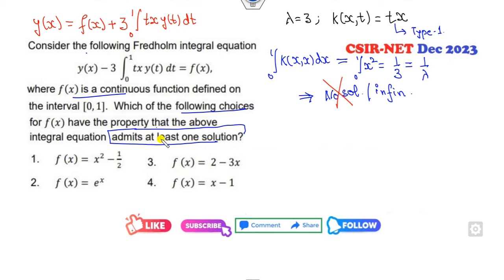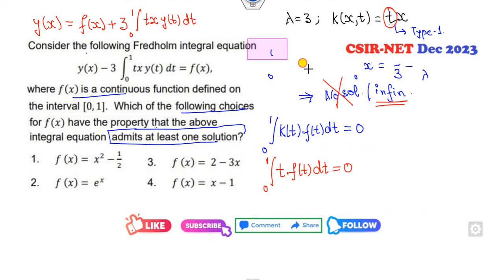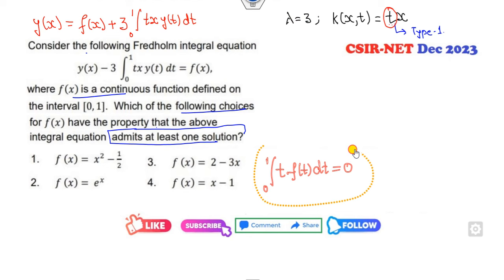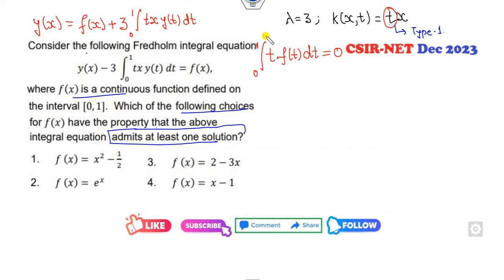That means k of t into f of t should be 0. So what is my k? This is my k of t. So my target is to check which case satisfies this property. So we will look at the options one by one. Let's start with the first option. So I can write this equation here. Fine. So integration from 0 to 1.